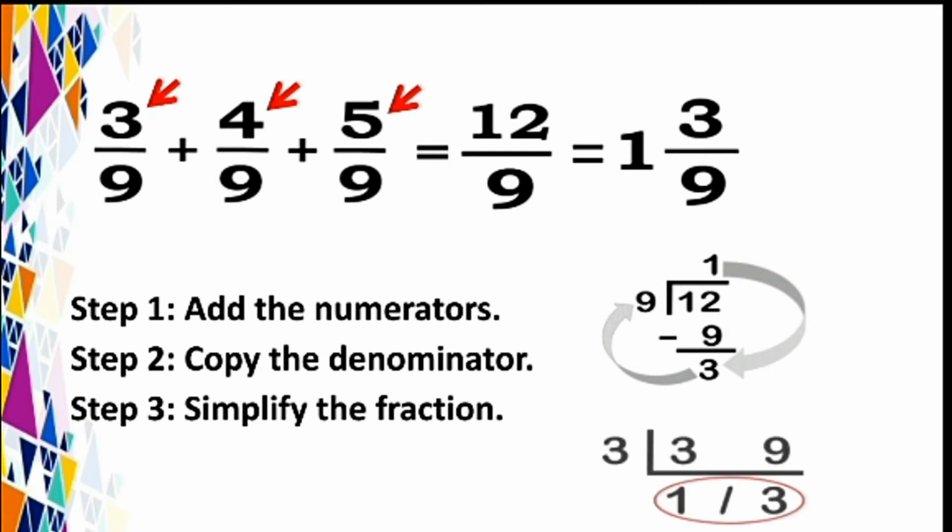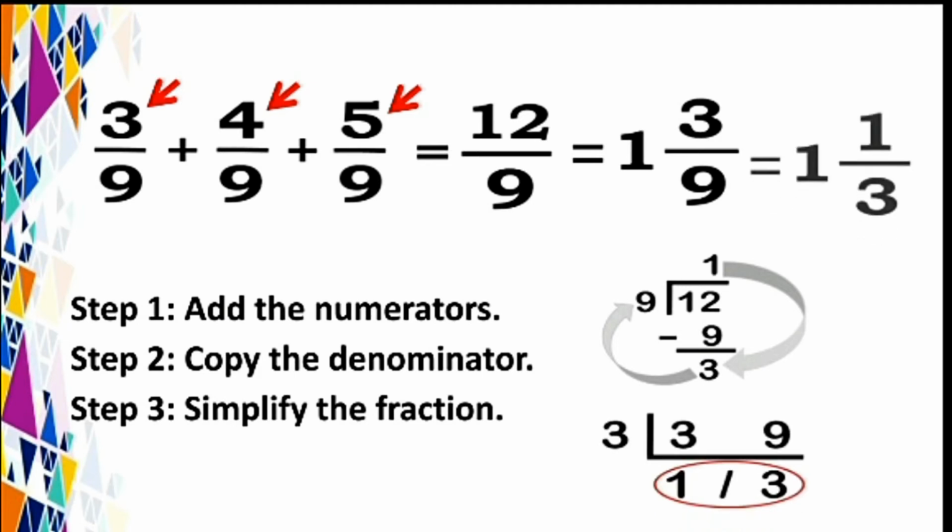So, makikita natin na yung 3/9 ay hindi pa naka-lowest term or nakasimplify. So, isi-simplify natin ito using continuous division. So, we have 3 divided by 3 equals 1, and 9 divided by 3 equals 3. So, the lowest term of 1 and 3/9 is equal to 1 and 1/3.